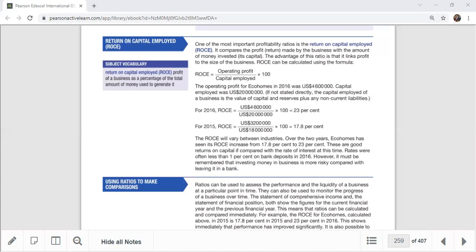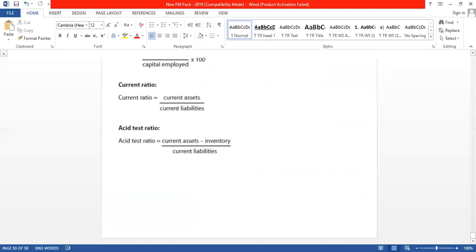I'll take one example from this revision pack. This is the return on capital employed example. This question came in the 2016, 2017 IGCSE past paper, to calculate the return on capital employed.